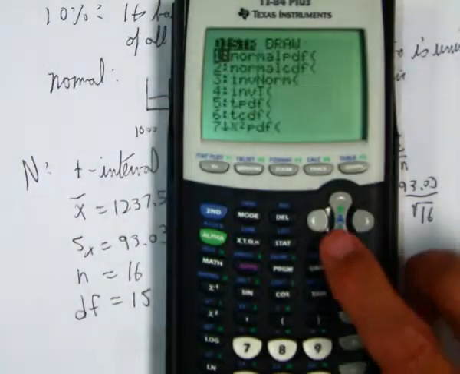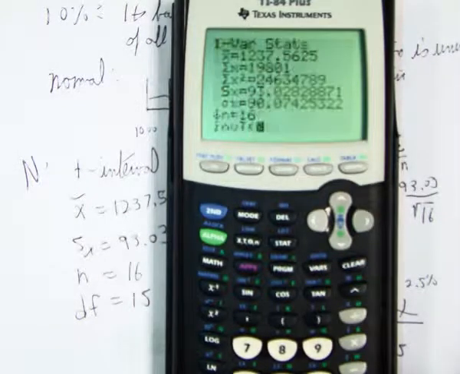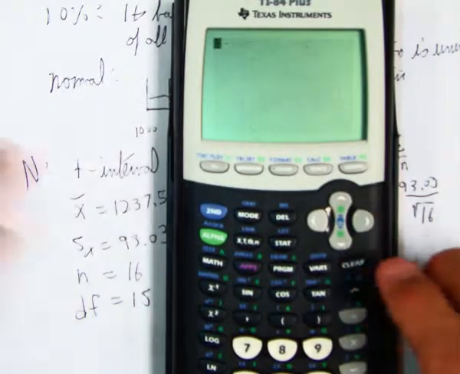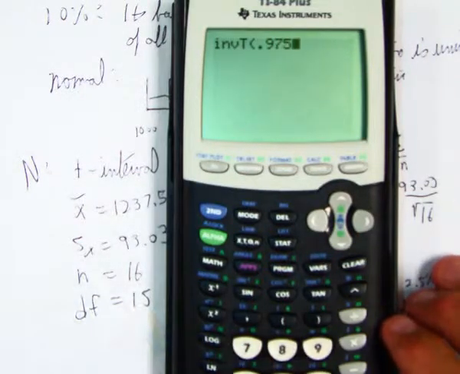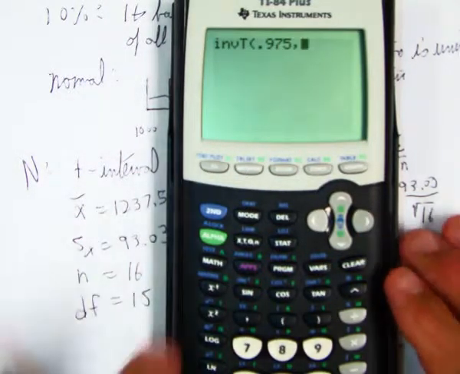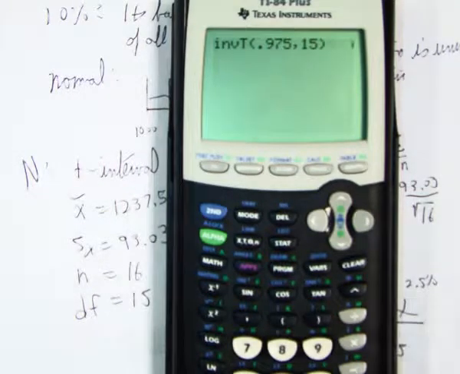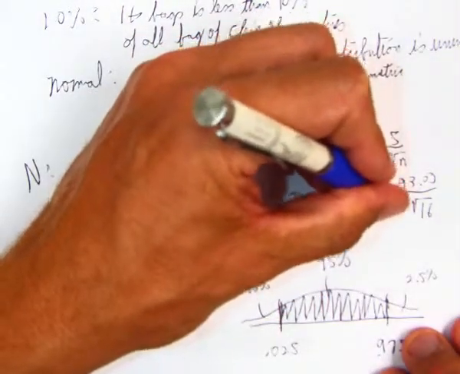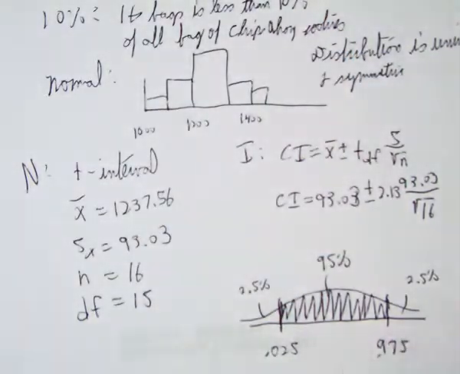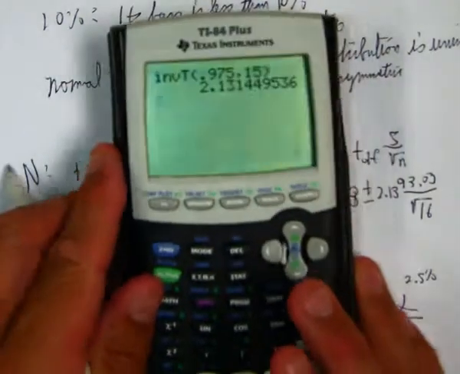So we go second distribution, inverse T. Okay, let me clear all this garbage out. Second distribution, inverse T. I'm going to use 0.975, comma, 15 degrees of freedom. And now we got our t value. Okay, it comes out to 2.13. Okay, so we put that on our paper. Now we got to calculate what the actual interval is.